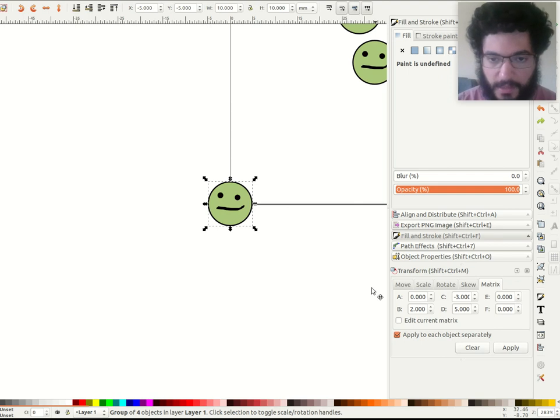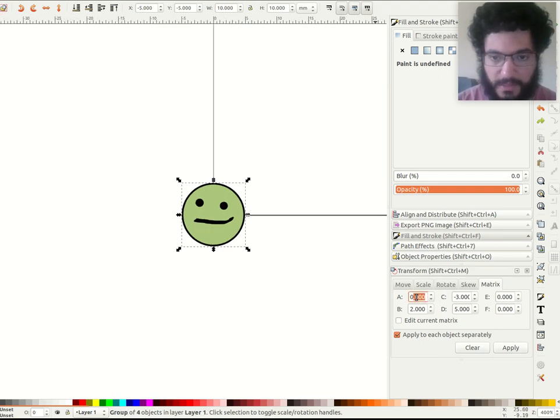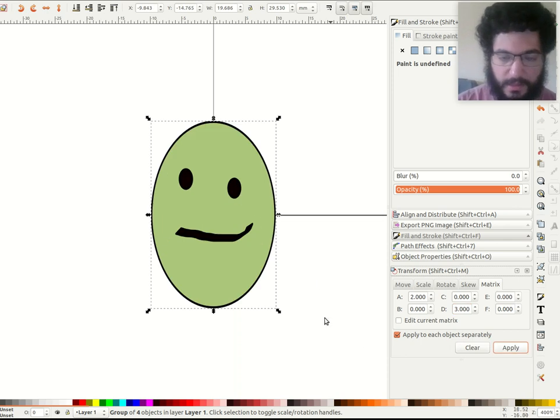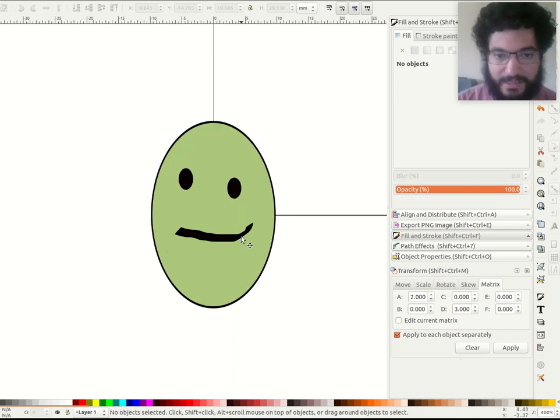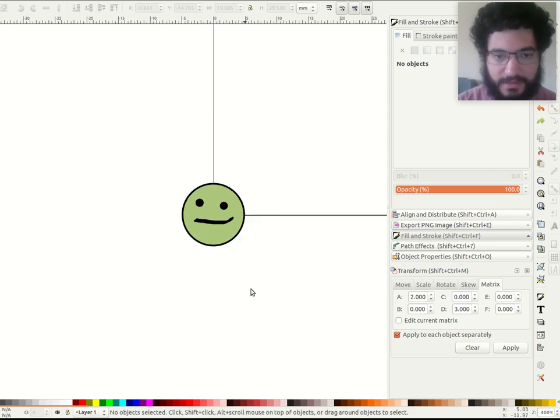So if I go here and I type in 2, 0, 0, 3, and apply that, there we go. So you see it got a little bit distorted, but in a way that we totally understand. Horizontally, it got doubled, and vertically, it got tripled. So now it's kind of tall.